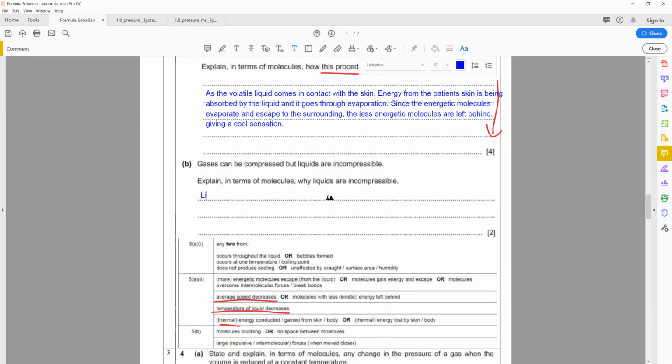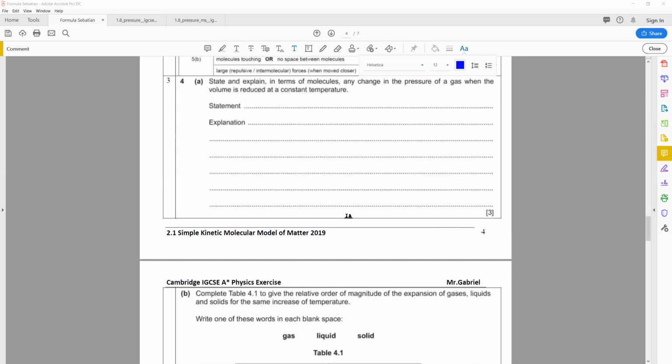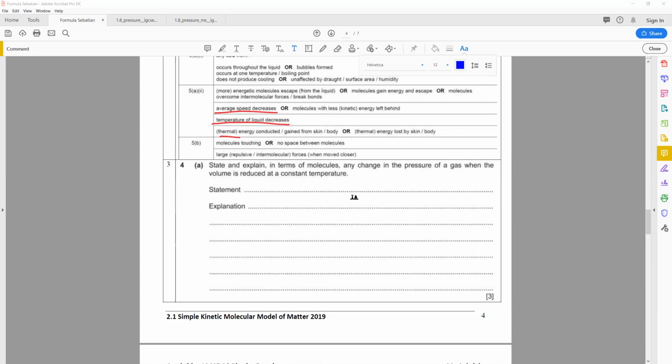Let me write this down in case you guys don't know what I'm talking about. All liquid molecules are already touching each other. And after this statement, explain in terms of molecules any change in the pressure of the gas when the volume reduces at a constant temperature. Obviously, when the volume is reduced, the pressure is going to increase. Now, why will it increase?